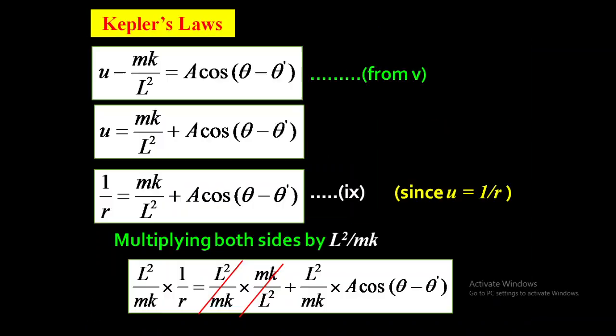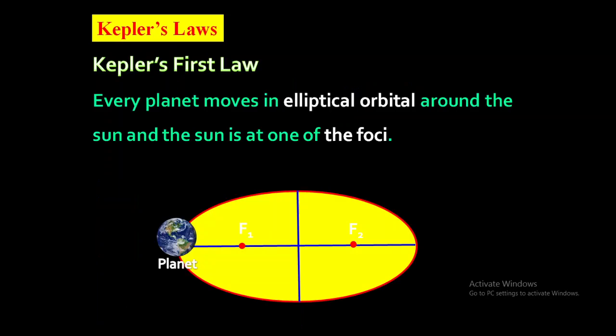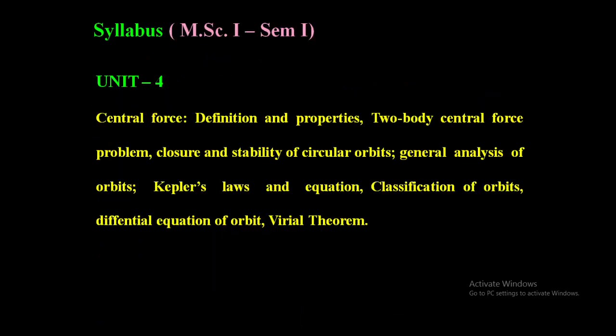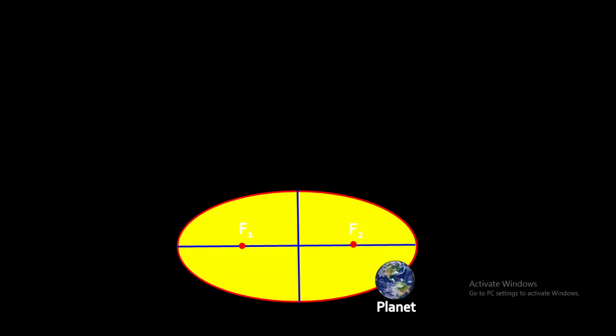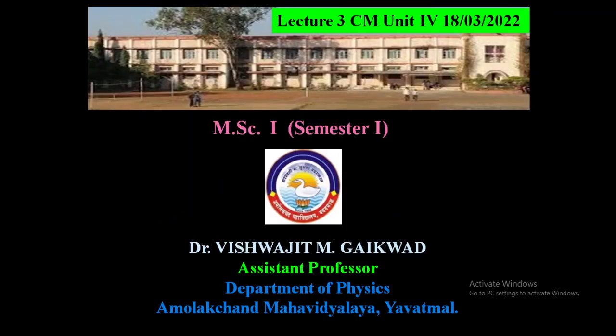Today we have seen what Kepler's first law is, and we have derived the equation which decides the nature of the orbit. So that's all for today. In the next lecture we will see what Kepler's second law is and its proof.